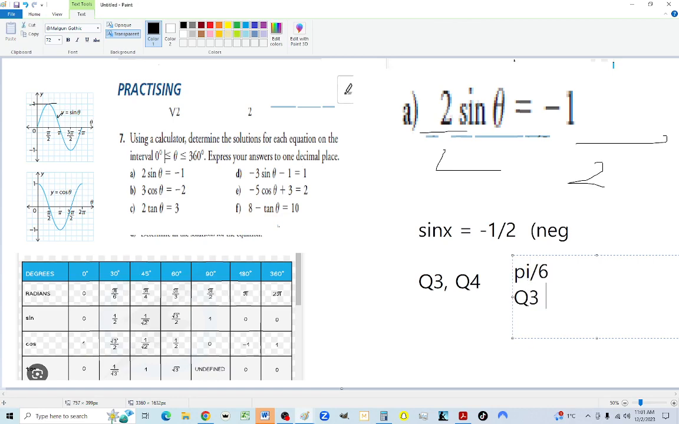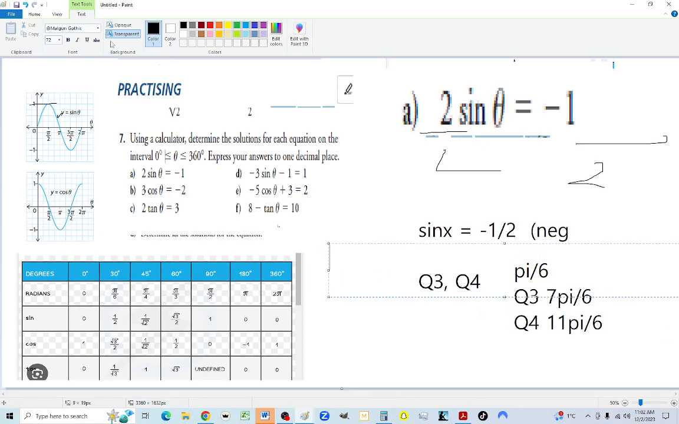And in quadrant 3, we're talking about pi plus pi over 6, which is 7 pi over 6. And in quadrant 4, we're talking about 2 pi minus pi over 6, which is 11 pi over 6. So those are the two angles for that. So some of these will be on your exact value tables.